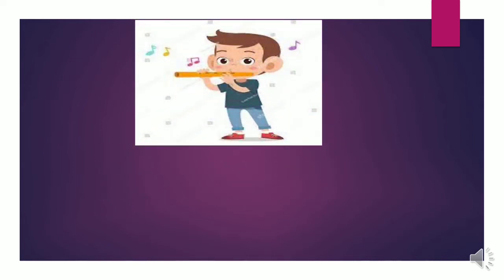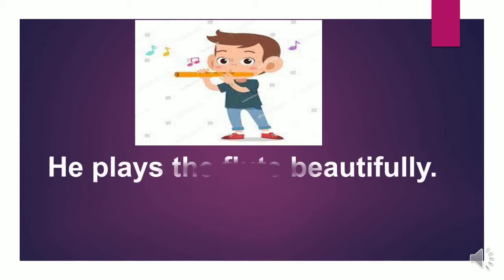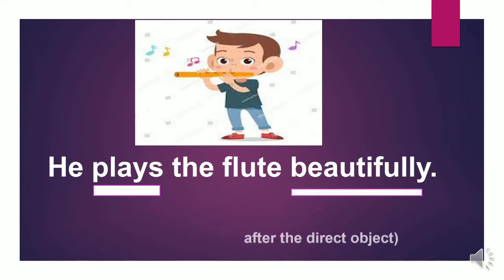Okay, I have here a picture. What can you say about the picture? He plays the flute beautifully. What is the verb there? The verb is plays. The adverb is beautifully. It comes after the direct object, flute.